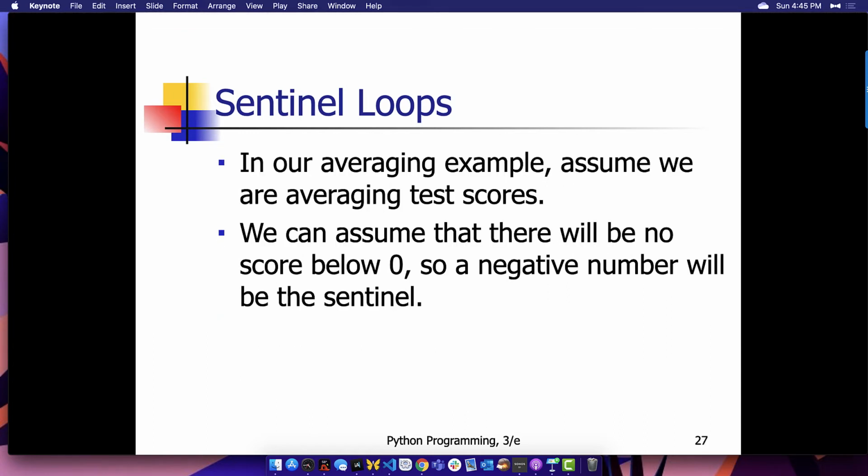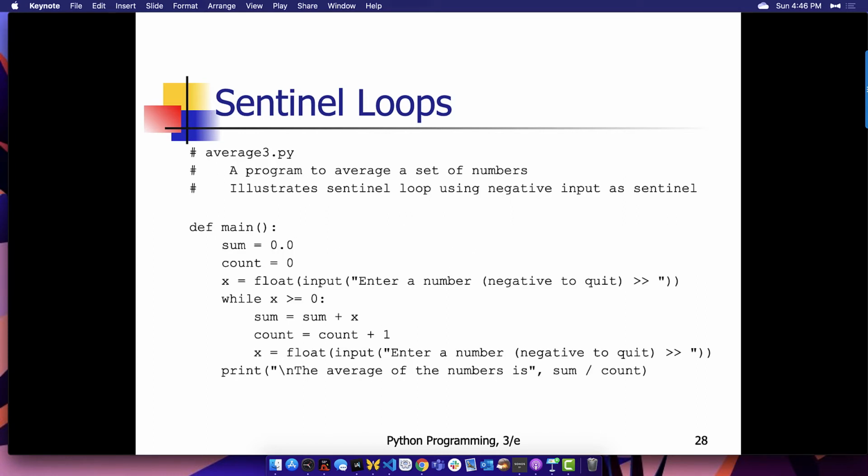So in our averaging example, the one we had before with count and sum, we were averaging test scores. Now, we can assume that there will be no score below 0, so a negative number would be the Sentinel. You take quizzes, you don't get negative scores. So we could use a negative number. That would help us be the Sentinel. So here it is.